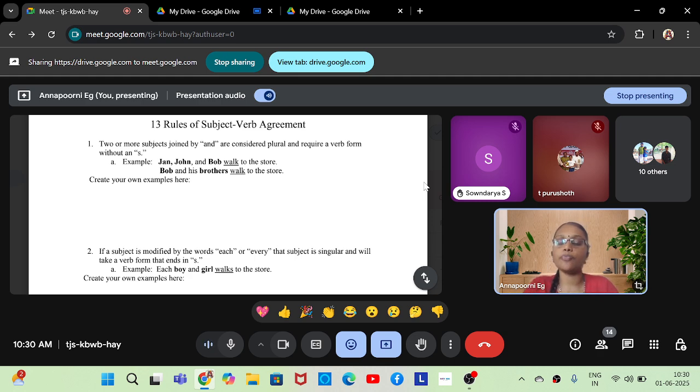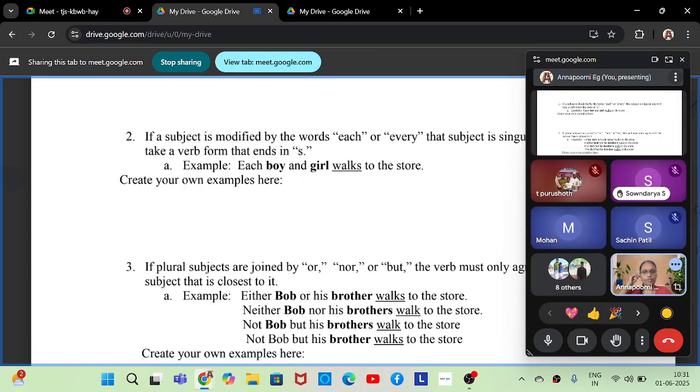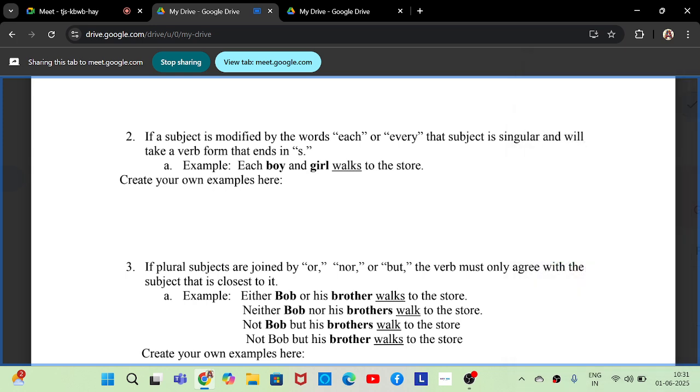So this is how we have to use plural subjects with plural verbs. This is the first rule. First rule is completed. I hope you understood. Now I'm going to the second rule. If a subject is modified by the words each or every, then that subject is singular and will take a verb form that ends in s. So what is being told here is, when you are using the words each and every before a subject, for example each boy, each girl, each student, each kid, then the subject is considered singular and the verb will also naturally be singular.